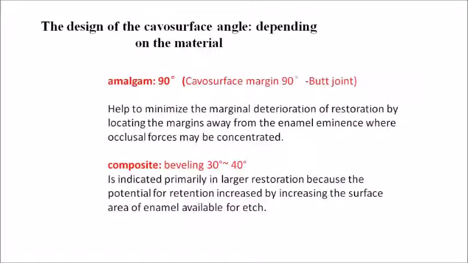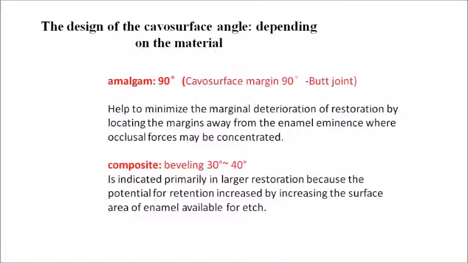The design of the cavosurface angle depends on the material. Okay, so how the cavosurface angle should be designed based on the material. The main materials we are dealing with here are amalgam and composite. On amalgam, it should have a 90-degree cavosurface angle, which is also known as butt joint. It helps to minimize the marginal deterioration of the restoration by locating the margins away from the enamel eminences where occlusal forces may be concentrated. So whenever we consider amalgam, the cavosurface margin should be 90 degree, which is butt joint.